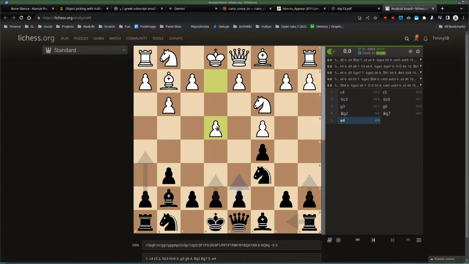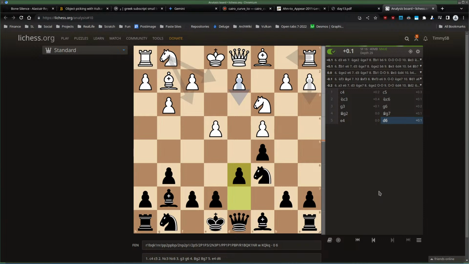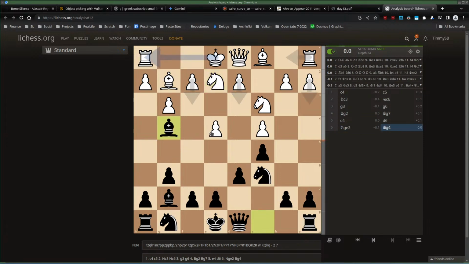And I, not knowing any theory, played the top move, d6. And then he played knight to e2, making me a little bit better. And then I played, not knowing any theory whatsoever, bishop g4 because I'm a genius. I don't know any theory, really, seriously. But I always play the top moves for the first 10 moves.